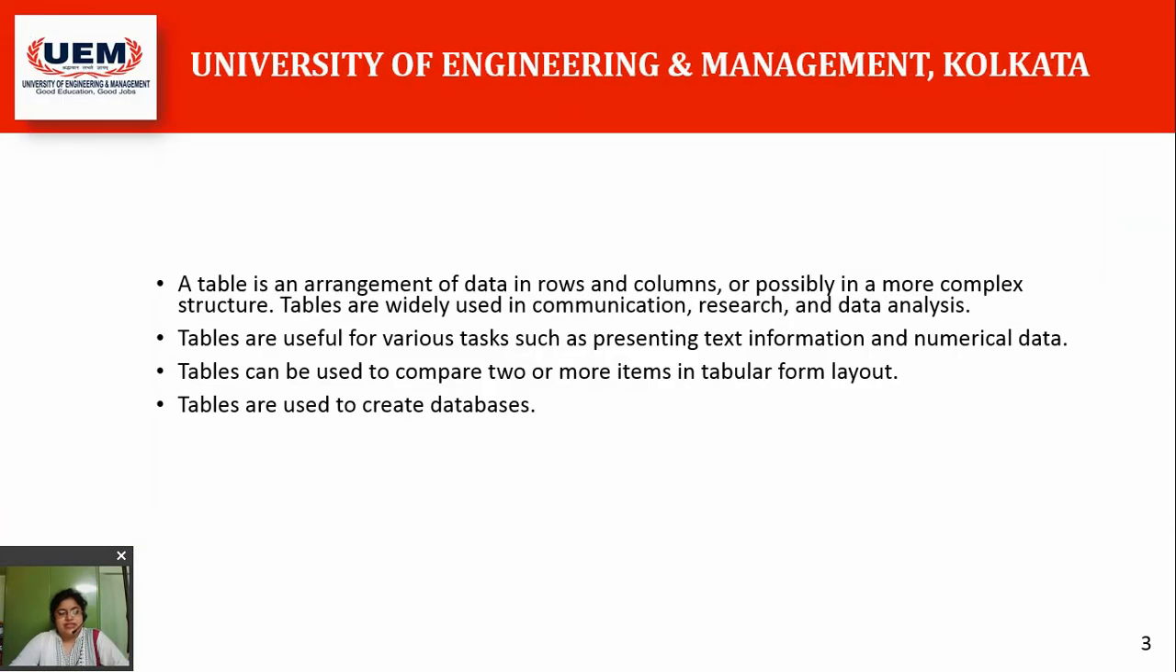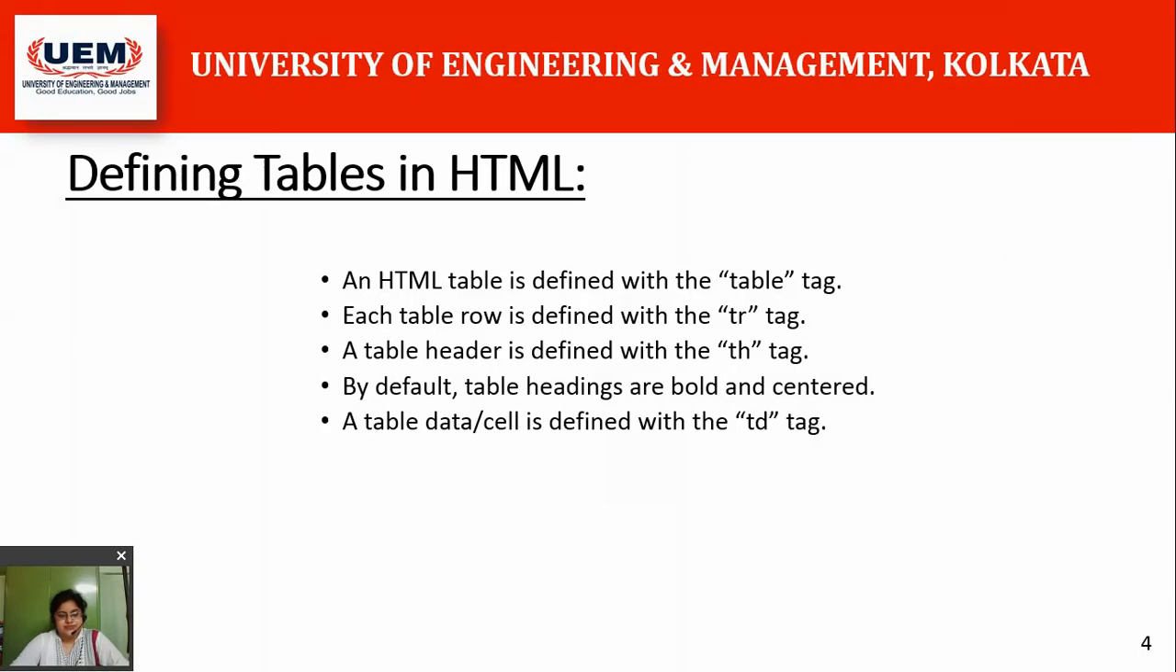So, a table is an arrangement of data in rows and columns or possibly in a more complex structure. Tables are widely used in communication, research, and data analysis. Tables are useful for various tasks such as presenting text information and numerical data. Tables can be used to compare two or more items in tabular layout. Tables are used to create databases.